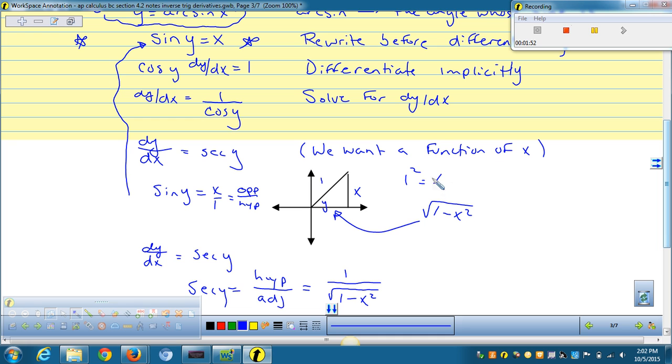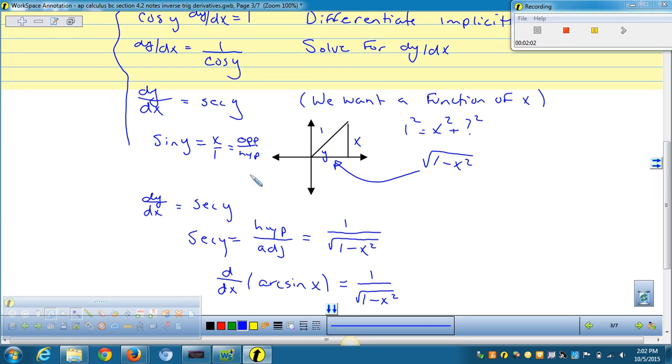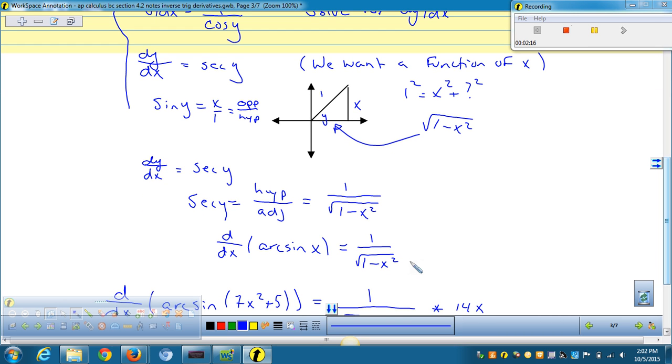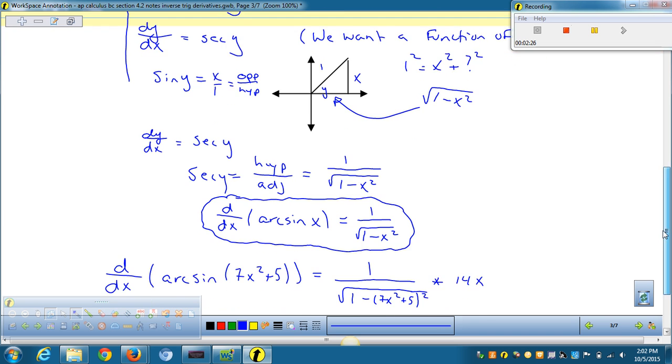1 squared equals x squared plus question mark squared. We're looking for the question mark, so to solve that we get the square root of 1 minus x squared. And then if we want to write secant y as a function of x, we note that secant y is hypotenuse over adjacent. Hypotenuse is 1, and adjacent is the square root of 1 minus x squared. So the derivative of arc sine is 1 over the square root of 1 minus x squared. This is the process we will use for every one of our inverse trig functions.